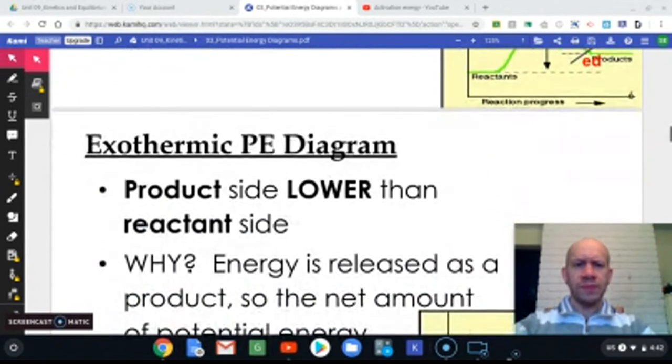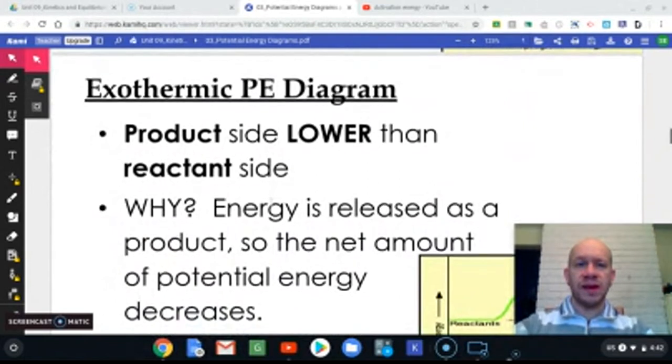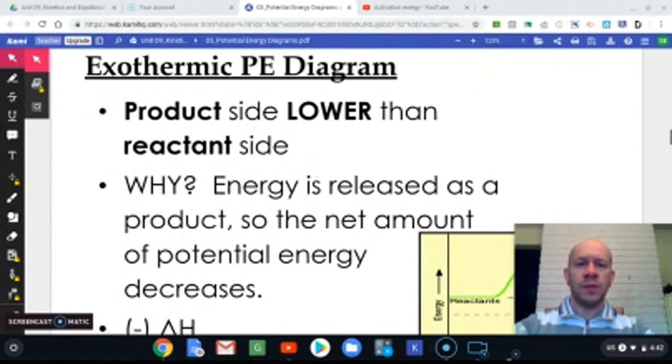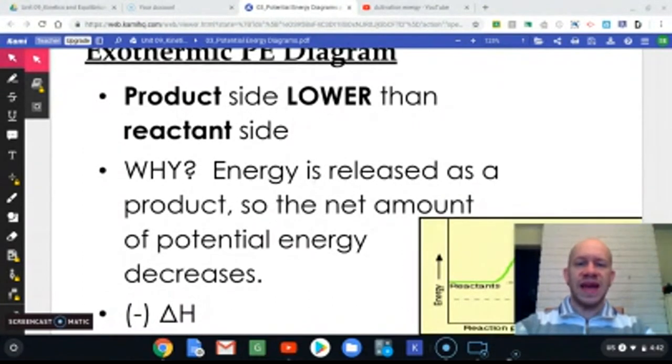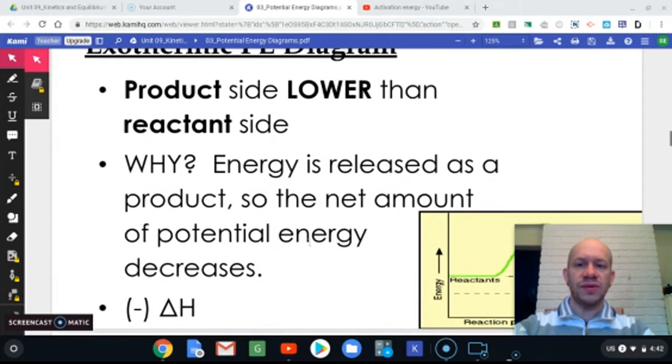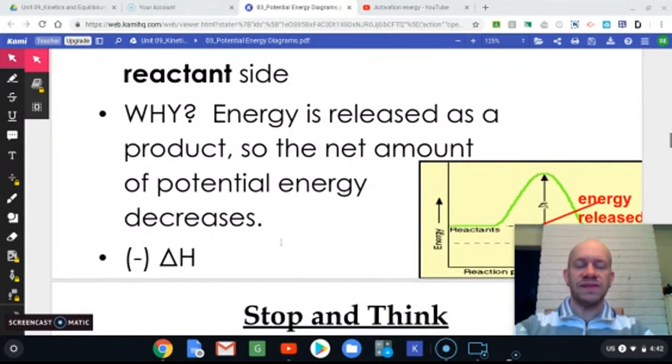Exothermic potential energy diagrams show the product side lower than the reactant side. And why is this? This is because energy is released as a product, so the net amount of potential energy decreases. That is why we have a negative delta H.